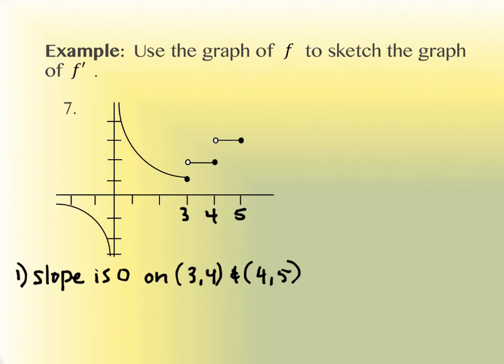Okay, so the slope is 0 on the interval 3 to 4 and on the interval 4 to 5. Am I in your way, Chance? Other Chance, sorry. Kind of in the way of the board there. Okay, so for 3 to 4 and for 4 to 5, the slope's 0. Agree? I've got flat pieces, so the slope is 0.